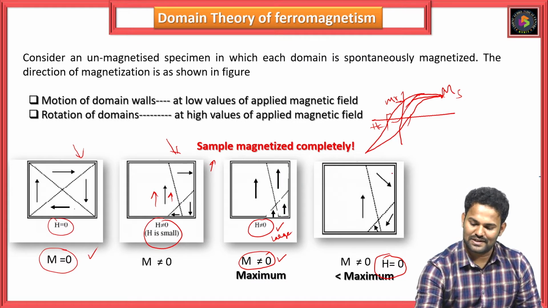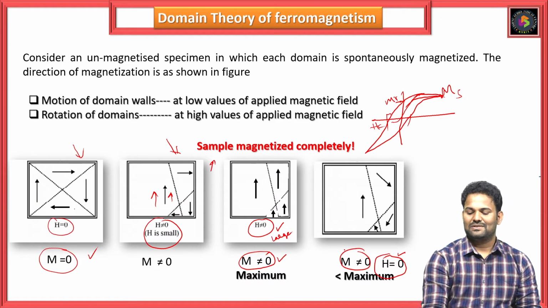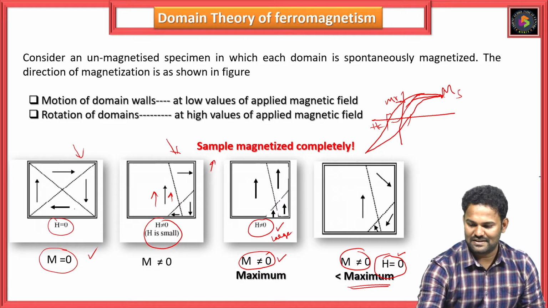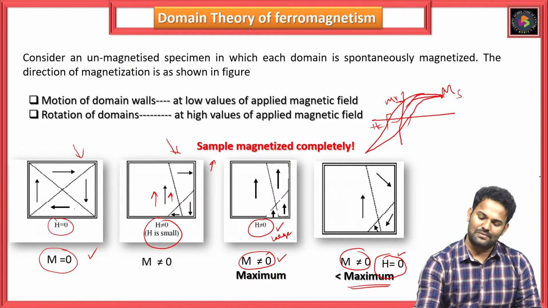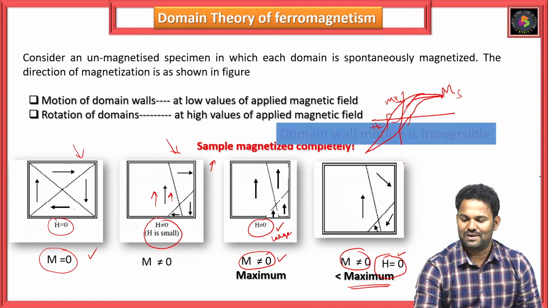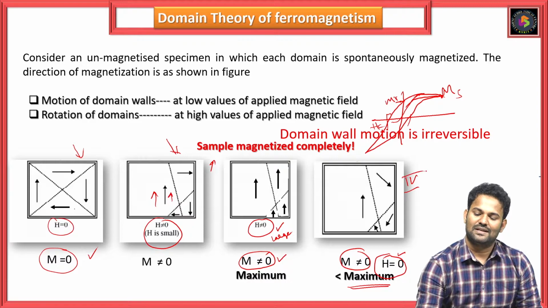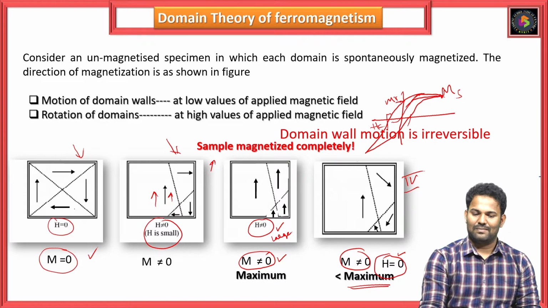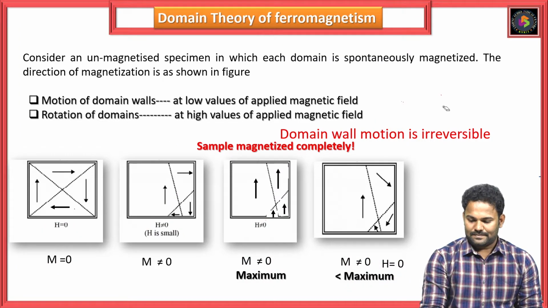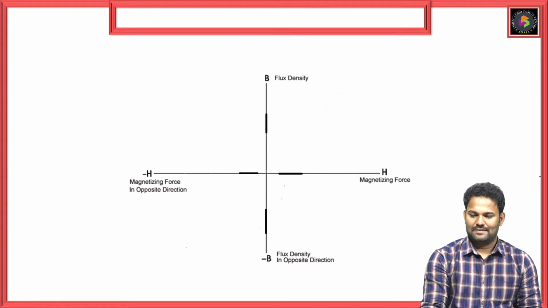So in the fourth case, we can see the magnetic field is 0, but the magnetization is not equal to 0. This is less than the maximum. This is the retentivity case. All domains are oriented in a different direction, but they are not returning to their original positions. Domain wall motion is irreversible in the fourth case. This is what we observe in domain theory for ferromagnetic materials. Next we will go on to the hysteresis.